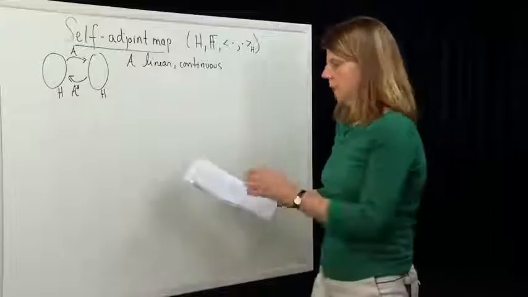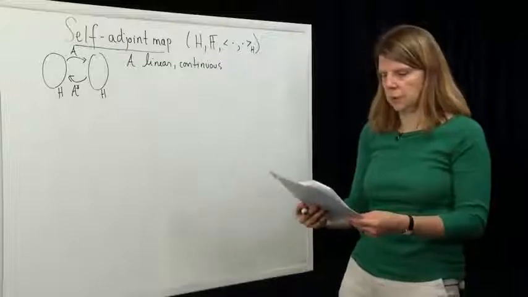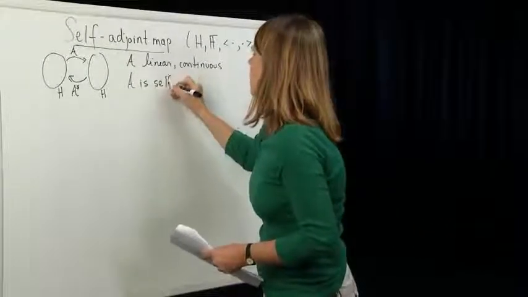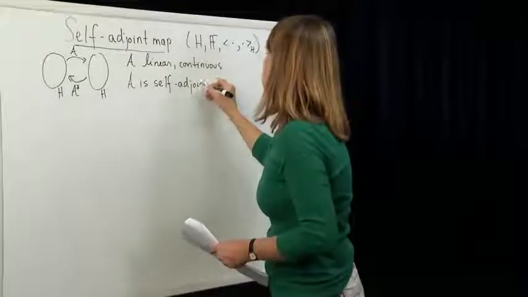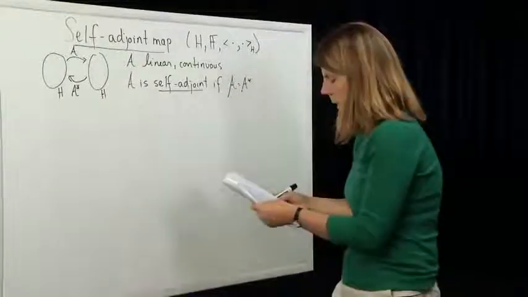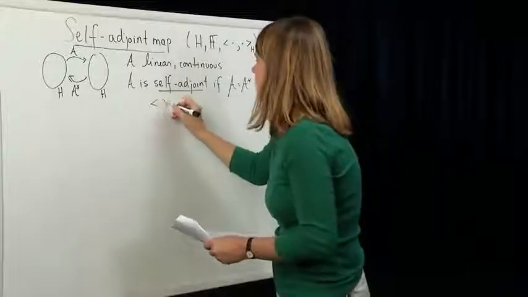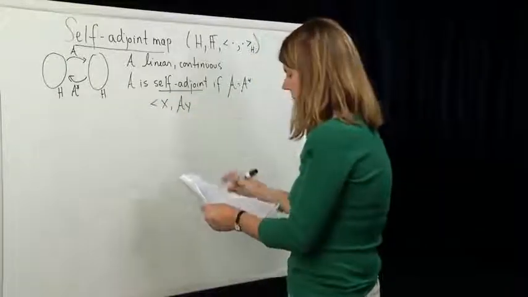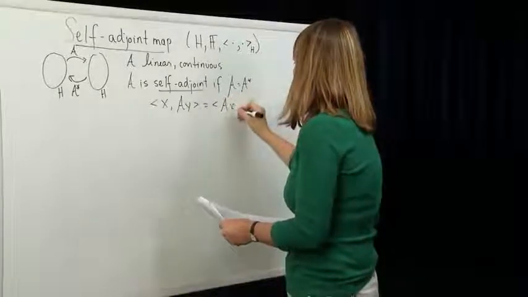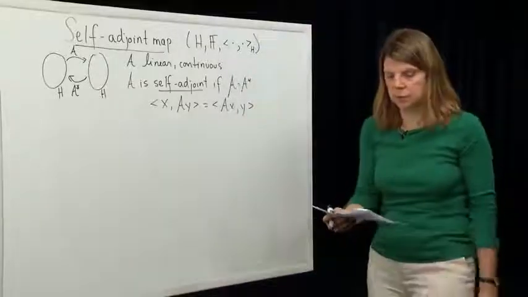So we say that that map is self-adjoint if the map A is equal to its adjoint map. So A is self-adjoint if A is equal to A star. Or equivalently, using our definition of the adjoint map, this means that the inner product of X and AY is equal to the inner product of AX and Y, and that has to be true for all X and Y in our Hilbert space.